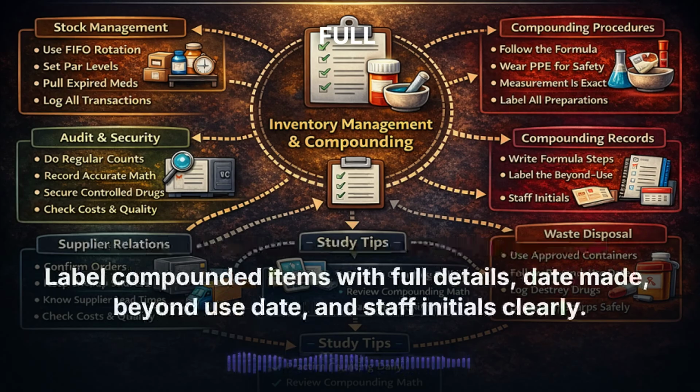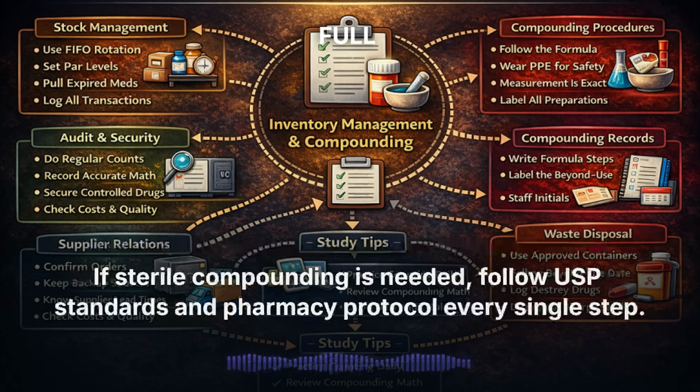Label compounded items with full details, date made, beyond use date, and staff initials clearly. If sterile compounding is needed, follow USP standards and pharmacy protocol every single step.